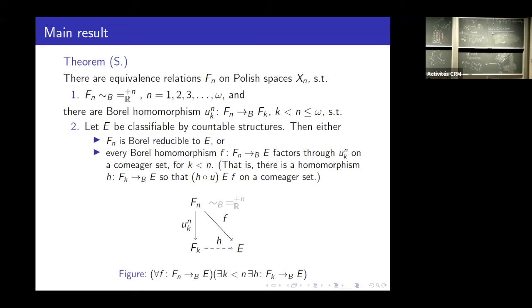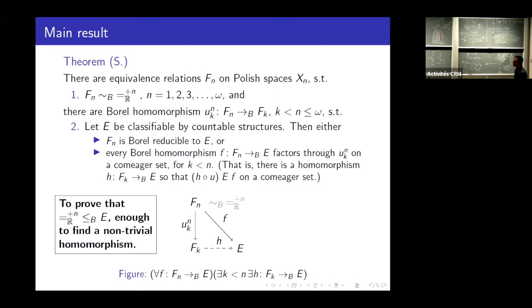And again, this whole thing only happens on a comeager set. So you have to be able to get rid of a small subset of the domain to conclude. Okay, and again, just like before, I view this really as a method to try to prove that equality plus n is reducible to some E. If you want to prove that the first bullet holds, you don't have to work too hard.